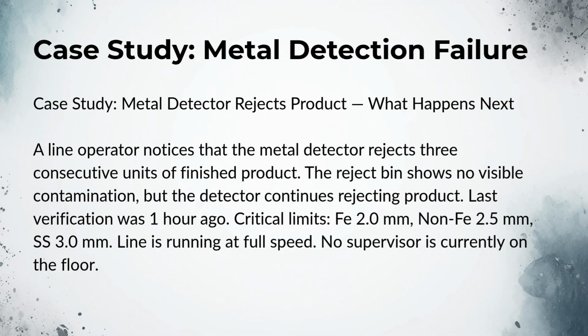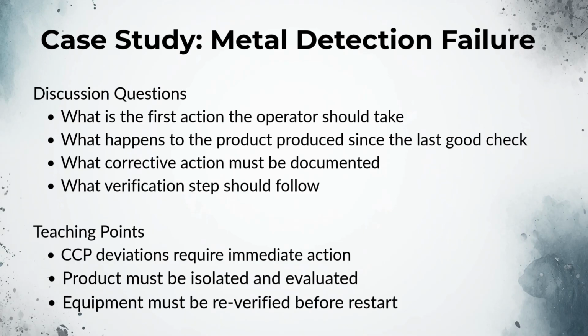What should happen next? First, the operator must stop the line and notify QA immediately. All product produced since the last good check must be isolated and evaluated. The metal detector must be re-verified before production can restart. And finally, all actions must be fully documented. This scenario highlights why CCP monitoring and quick response are so important.